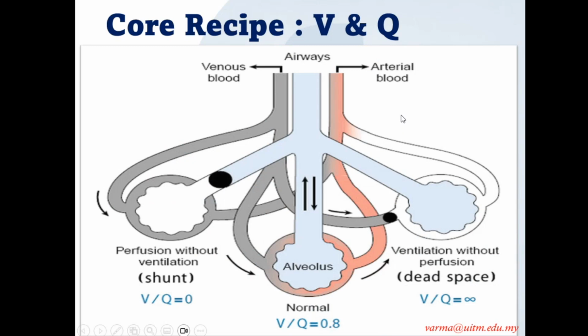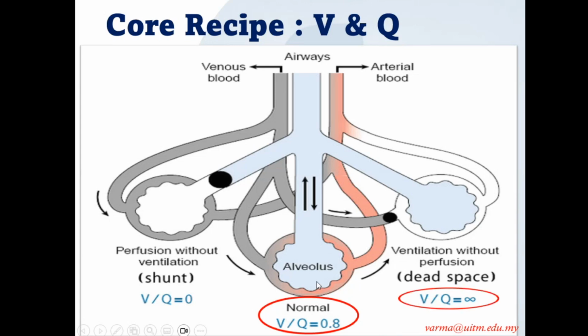So the core recipe today is V and Q, ventilation versus perfusion in your lungs. In a normal lung, which has ideal ventilation versus perfusion, you will get a VQ ratio of 0.8. The perfect one is 1, but we won't get a VQ ratio of 1 because the perfusion is always more than your ventilation. If your ventilation is around 4 liters, your perfusion will be 5 liters. That's why you get a VQ ratio of 0.8, which is normal. In an ideal situation, 100% normal alveoli, which are all open and functioning, you get 1, which is not physiologically normal. So that's a normal alveoli.